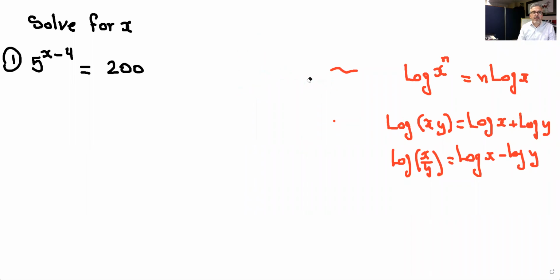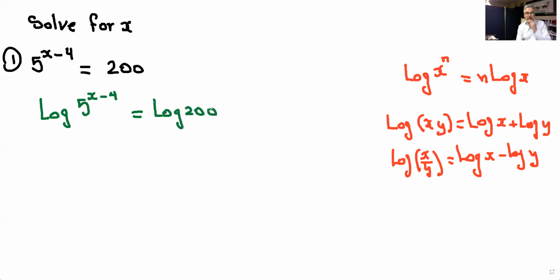Why? Because 5 and 200 don't have a common base. That's why we have the logs and the log rules, to be able to solve this. Some of you might ask, why do the log rules help me solve this? They help because if I log both sides, whatever you do to the left side, you have to do to the right side. If I log this, I'll log the 200.